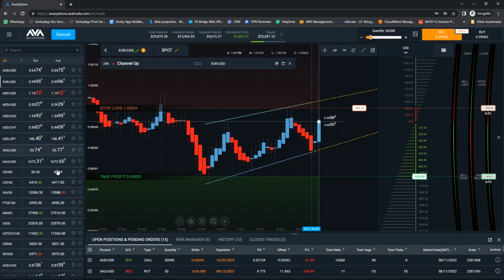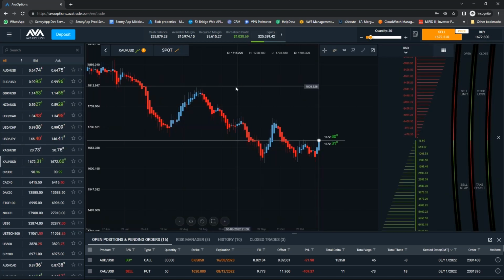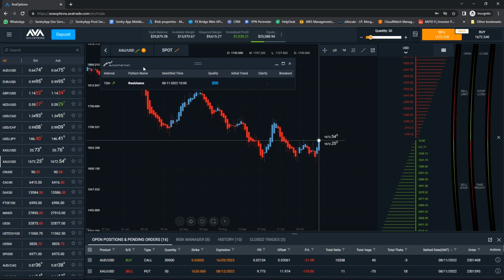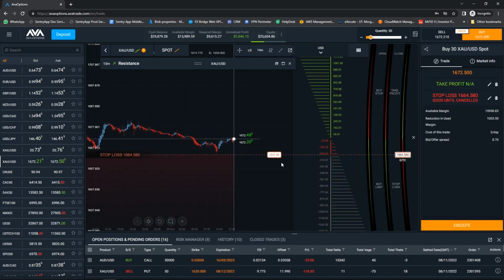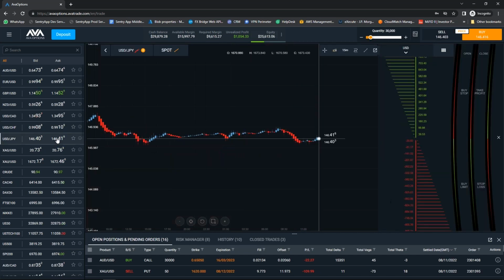Let's look at gold. It might show something very similar. There is a resistance line that's been identified. That resistance line is at 1675, it looks like. And so it's recommending to buy. Let's look at dollar yen.